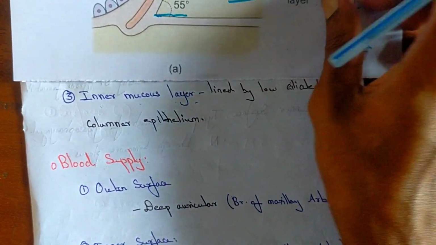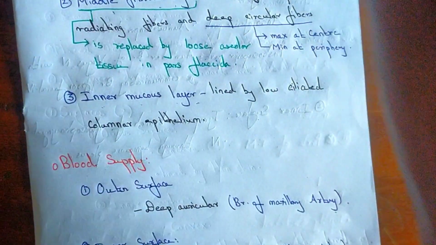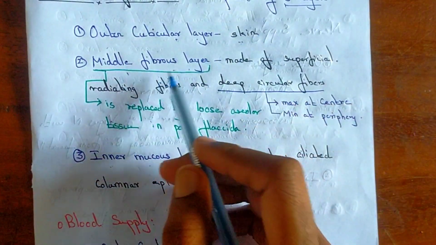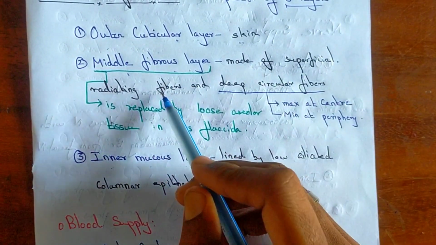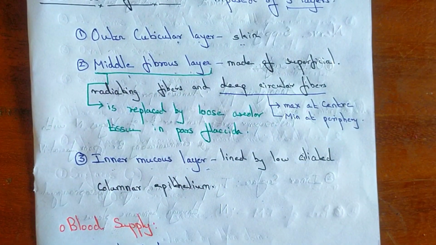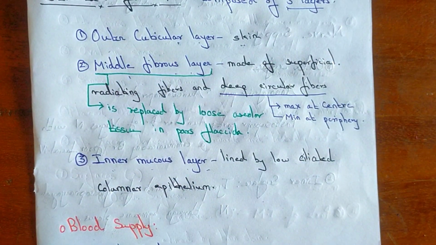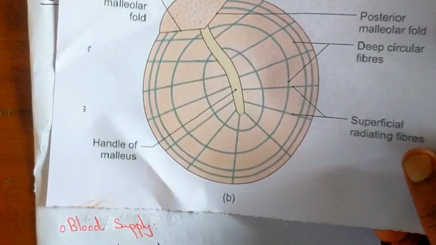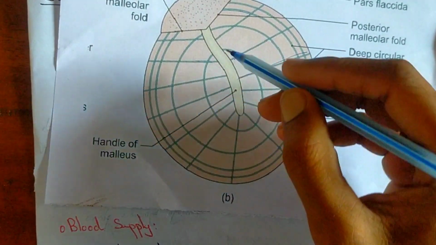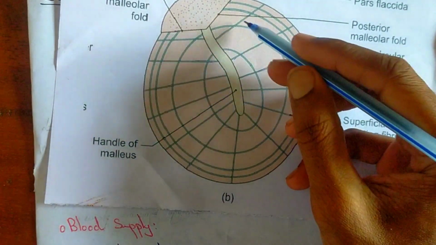Got it? Let me remind you once again. The outer cuticular layer is made up of skin. The middle fibrous layer is made up of superficial radiating fibers and deep circular fibers. Let me show you here. This is the superficial radiating fibers, and these are the circular fibers. Got it?